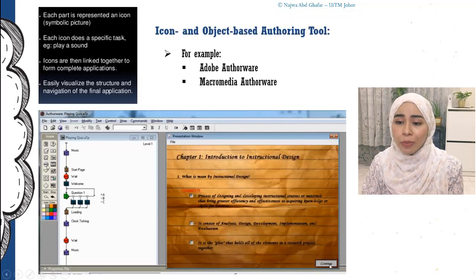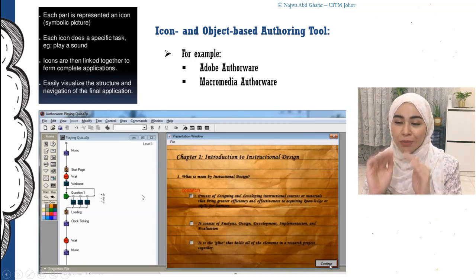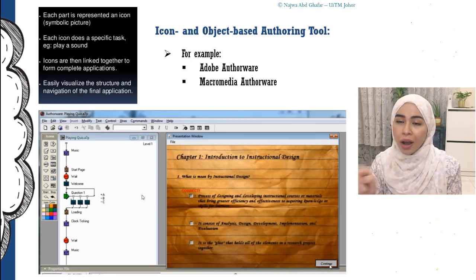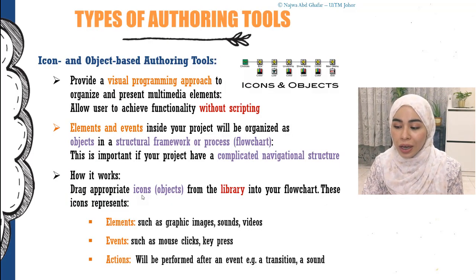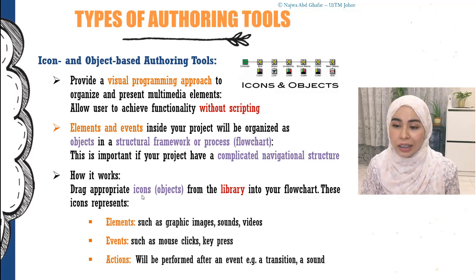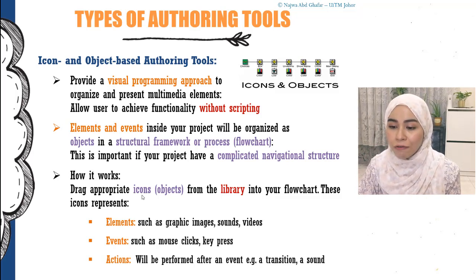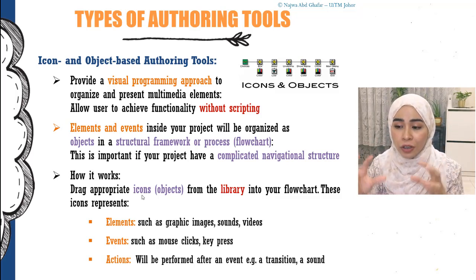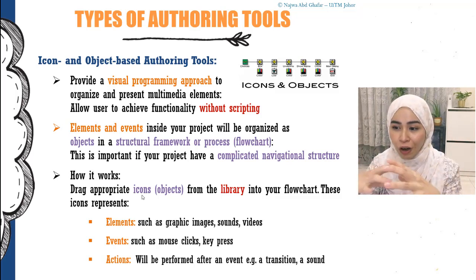Why? Because when you drag and drop elements and objects in here, they are placed in terms of a flowchart, so you can easily track where the flow of your project is going. How it works, as I explained earlier, is that you just drag the icons, which are the objects from the library, into your flowchart. These icons represent elements, events, and actions. Elements are the things you want to put inside your project, like images, sounds, and videos. You can just drag and drop them into your flowchart.